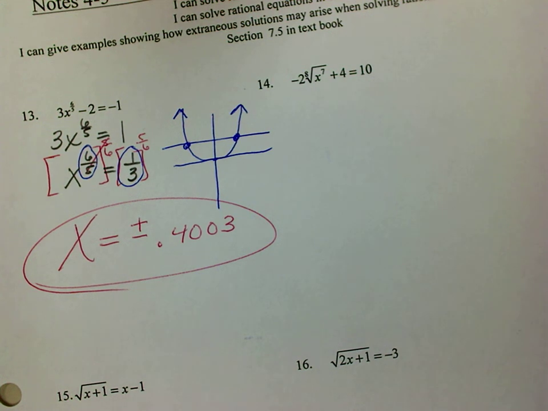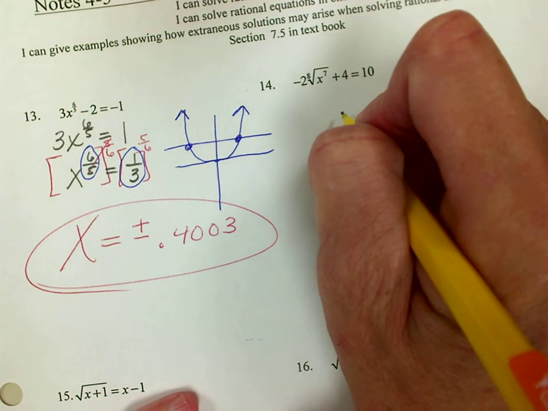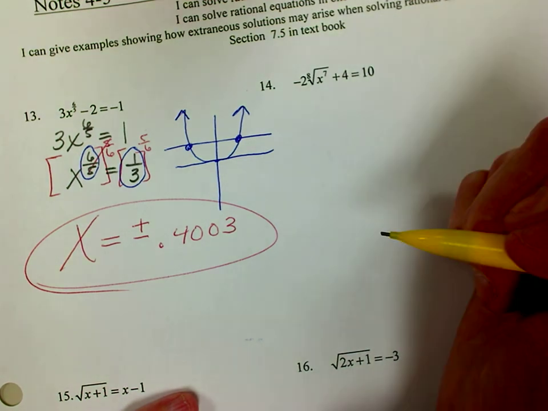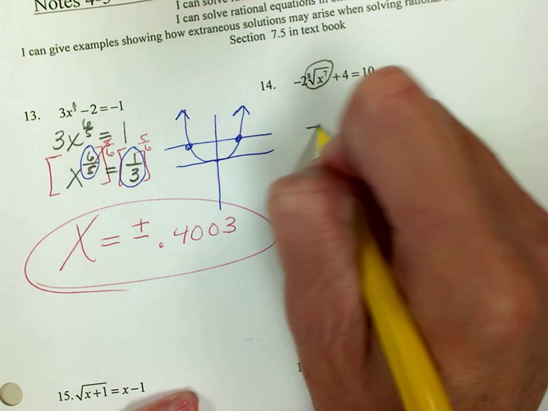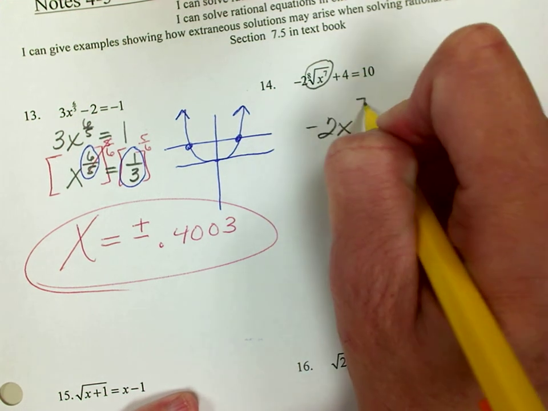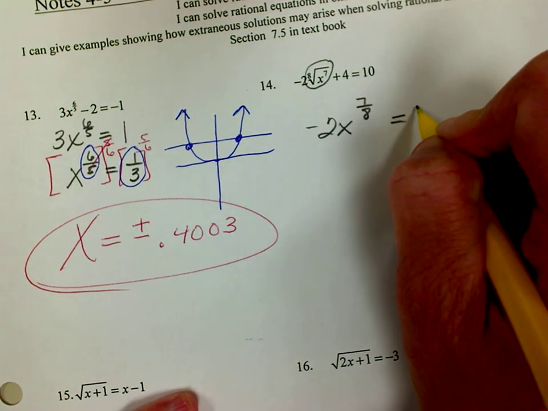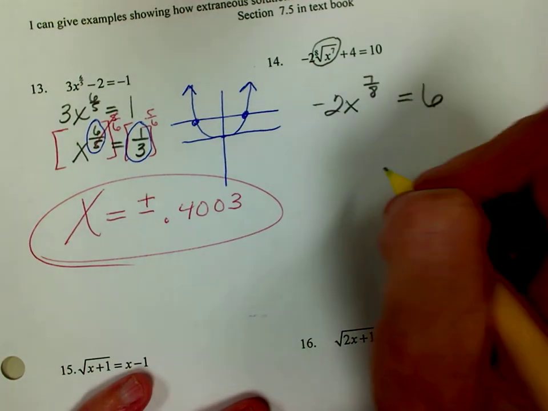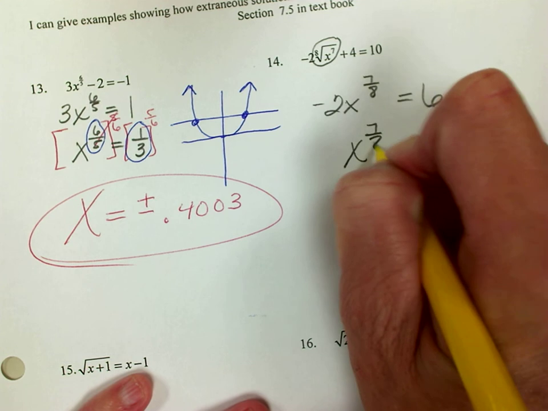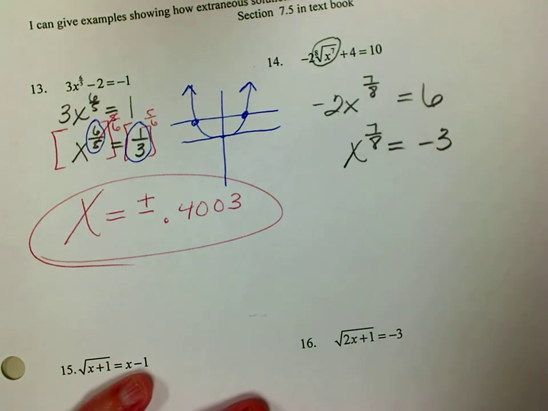All right, number 14. So first I'm going to subtract over the 4, but I'm also going to change that. So I get negative 2x to the 7/8, and then if I subtract 4, I get 6. Next thing I want to do is divide over the negative 2. It's going to give me negative 3.